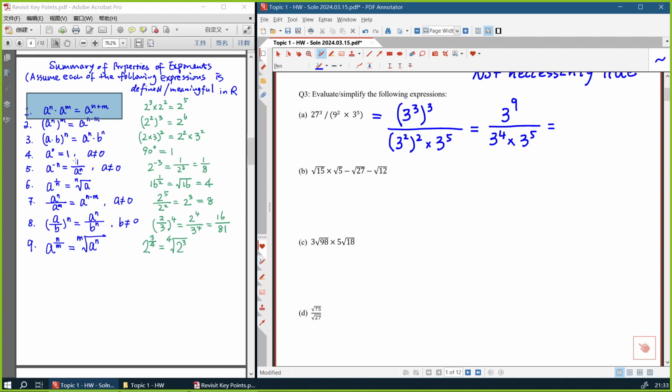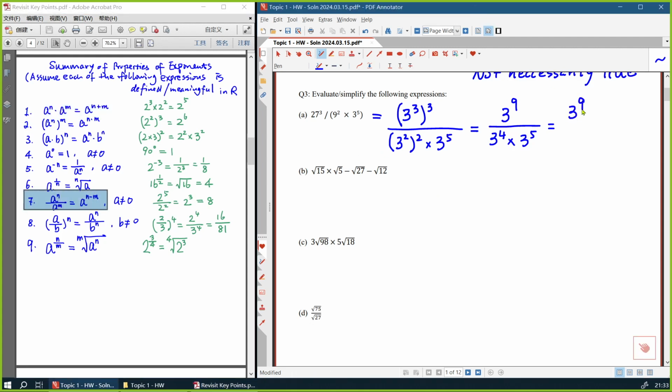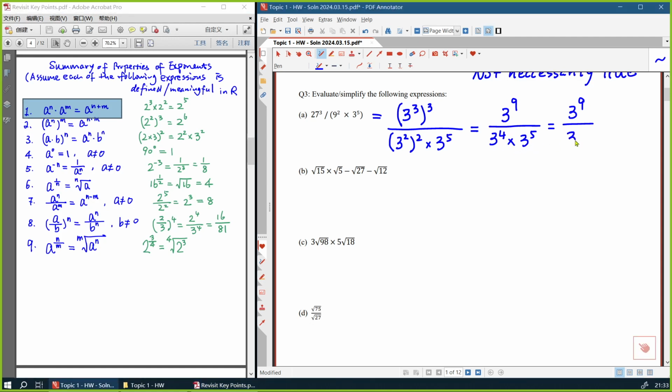And according to property number 7, well, first of all, this equals 3 to the power of 9. Again, you can use property number 1 to calculate the denominator, right? 3 to the power of 4 times 3 to the power of 5 equals 3 to the power of 4 plus 5, which is 9, right? And then 3 to the power of 9 over 3 to the power of 9. Of course, this equals 3 to the power of 9 minus 9, which is 0. And this will give you number 1, right? You see that?